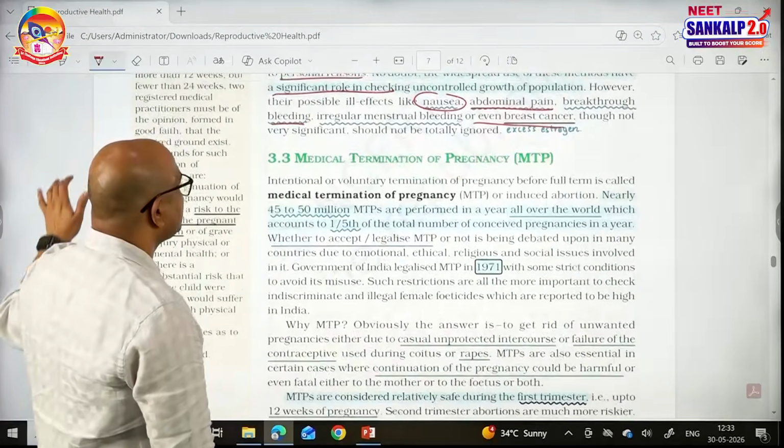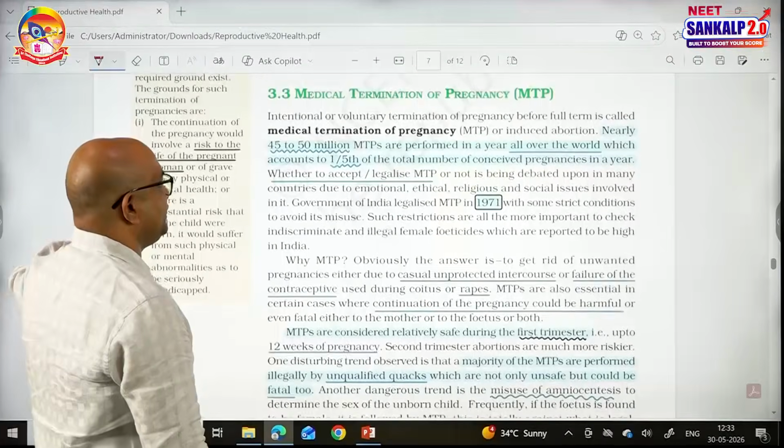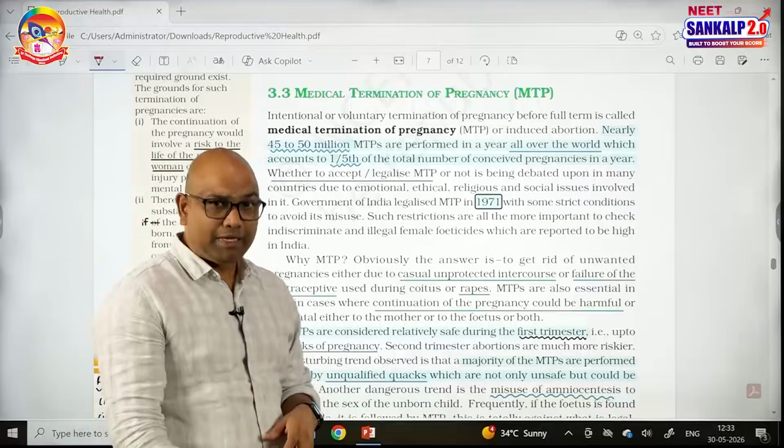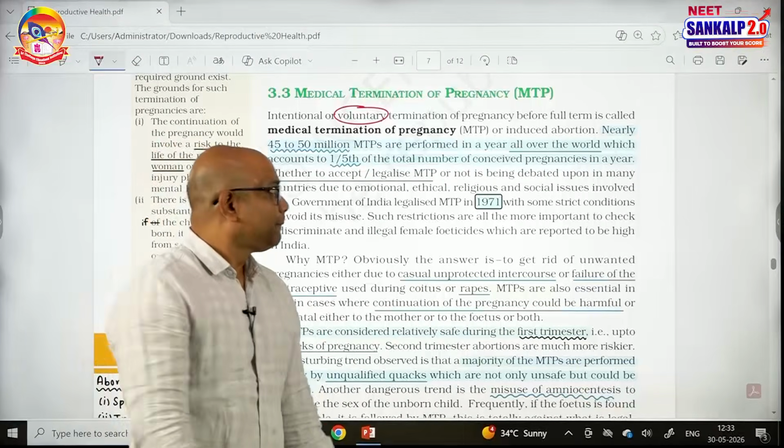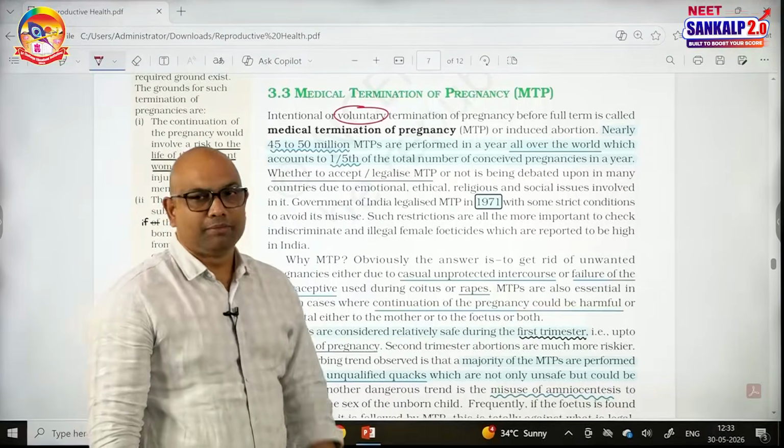The next topic is MTP, medical termination of pregnancy. What is the MTP definition? It is intentional or voluntary termination of pregnancy before full term, which is called medical termination of pregnancy.